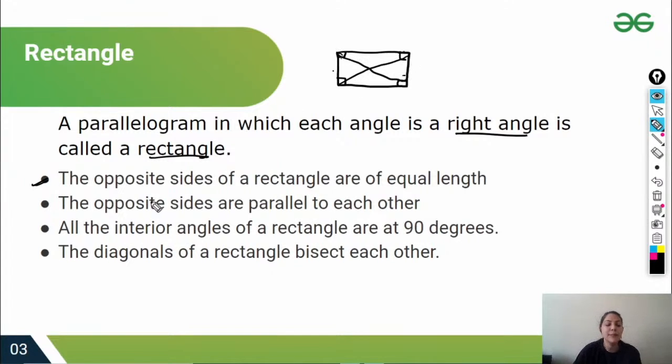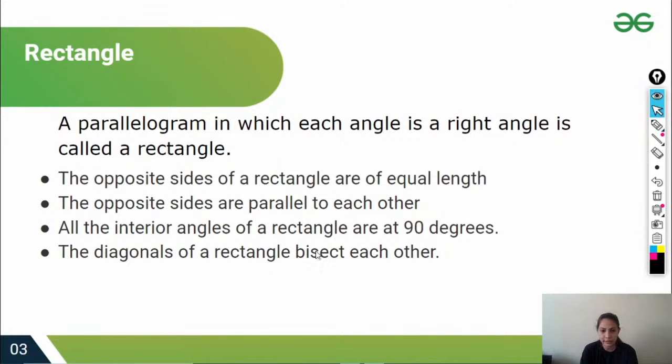So, ek aur baar padhte hain. Opposite sides of a rectangle are of equal length. Opposite sides are parallel to each other. All the interior angles of rectangle are at 90 degrees. The diagonals of rectangle bisect each other. So, I hope you understood the properties of rectangle.